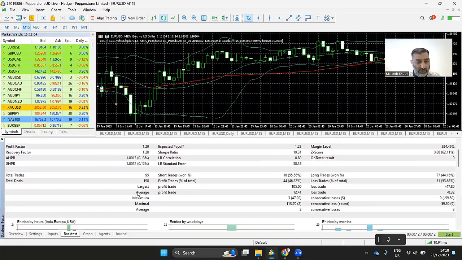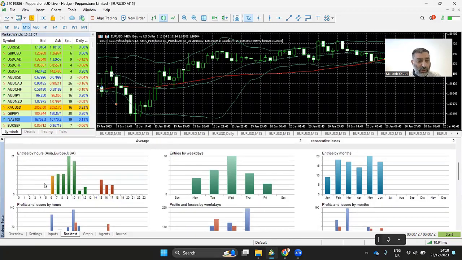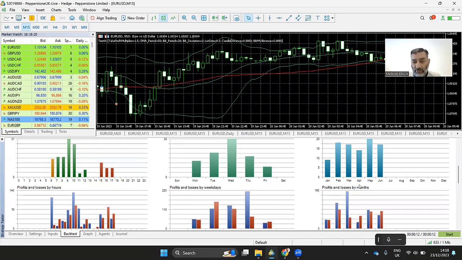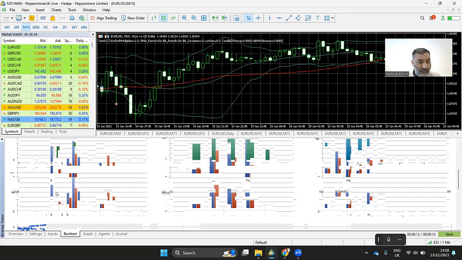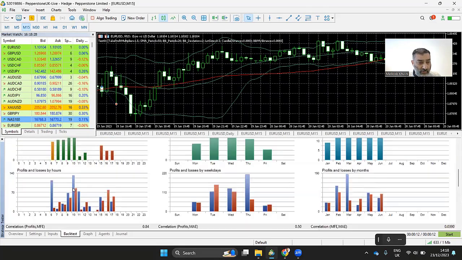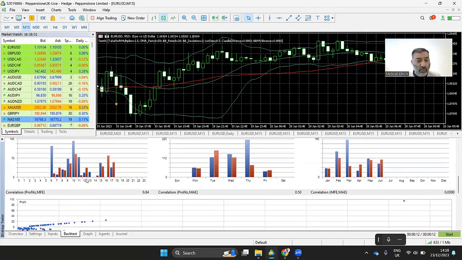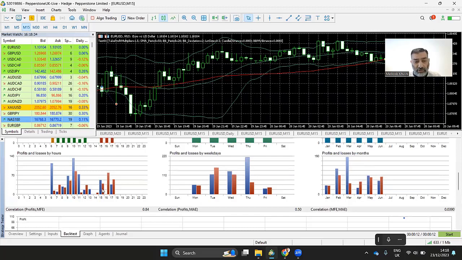Okay, on the backtest, I want to show you one more thing. If you scroll down, you can exactly see your trading hours. You can see on what day of the week the trades are happening. So on Wednesday, the maximum trades were placed, and these were the months. And then you have profit and losses by hours. That's also very interesting to see which hours were profitable and which were not.